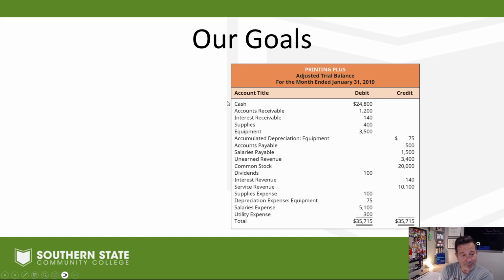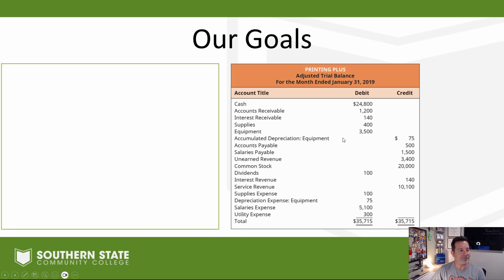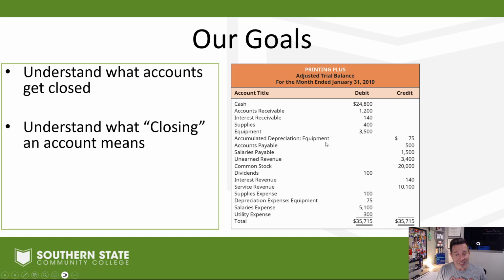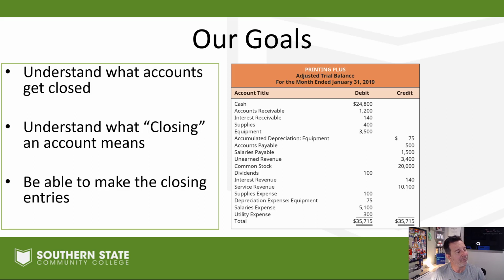Our goals when we talk about the closing process, we're going to take that adjusted trial balance and we're going to understand which accounts are going to get closed out. We're going to understand what closing even means. I've said closing probably 50 times in the video already. You may be sitting there thinking, what the heck does closing even mean? Hold on to that thought. And then, of course, we need to be able to make the actual accounting entries because we're in accounting class, and if we don't learn how to make accounting entries, I don't feel like you're getting your money's worth. You will not be a competent accountant.